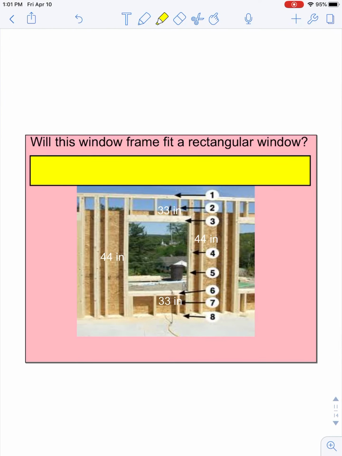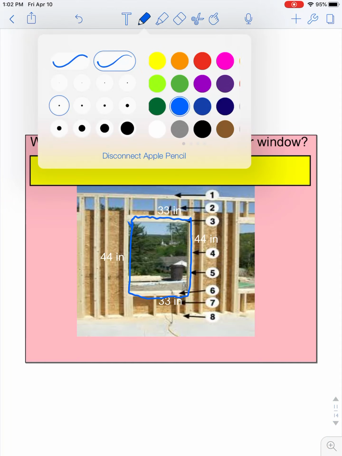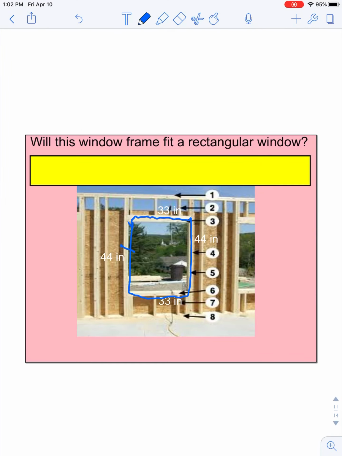And one last example here is kind of interesting. It says, will this window frame fit a rectangular window? When you look at the window, you're like, sure, you can see the dimensions and it looks like a rectangle. And you can see that this 44 and this 44 are the same, and this 33 and this 33 are the same. So we know that it's a parallelogram for sure because we have both pairs of opposite sides congruent.